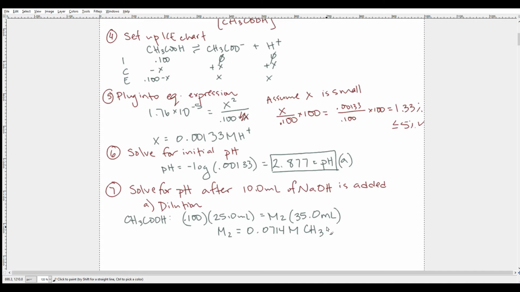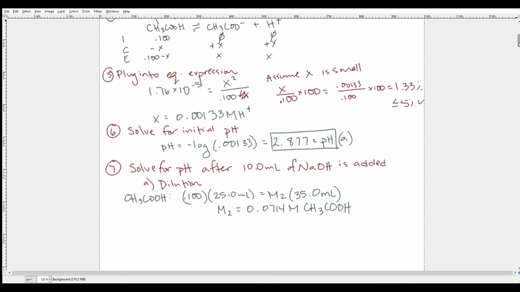Now I cannot immediately say, oh, well that means I have that much hydrogen, because why? Because it's a weak substance. We cannot just jump to conclusions there. We have to use an ice chart.